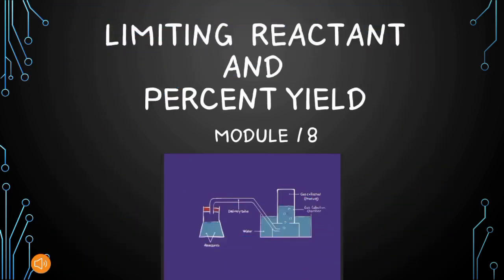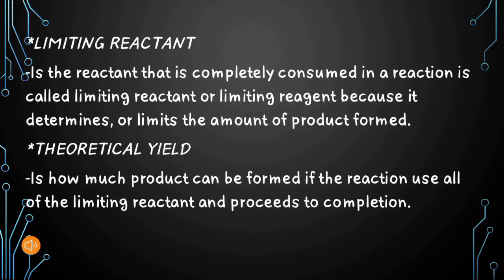Lesson 18. Limiting reactant and percent yield. Limiting reactant is the reactant that is completely consumed in a reaction. It is called limiting reactant or limiting reagent because it determines or limits the amount of product formed. Theoretical yield is how much product can be formed if the reaction uses all of the limiting reactant and proceeds to completion.